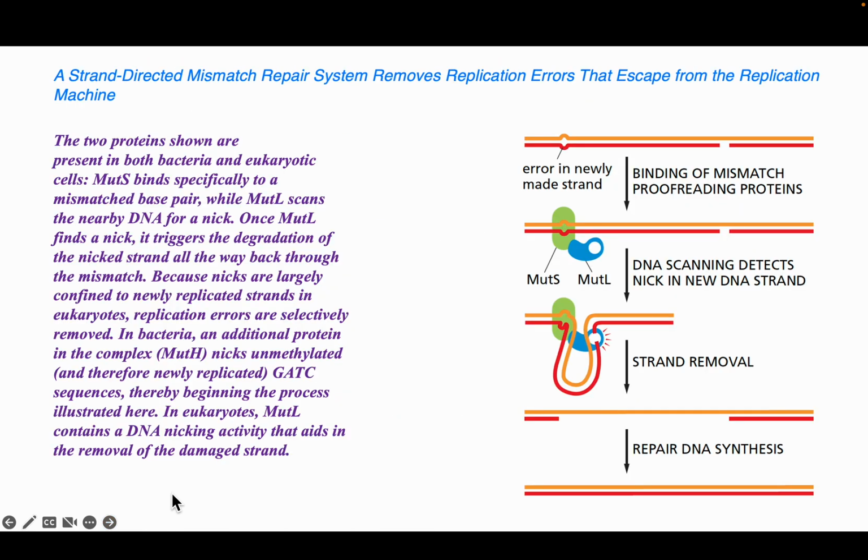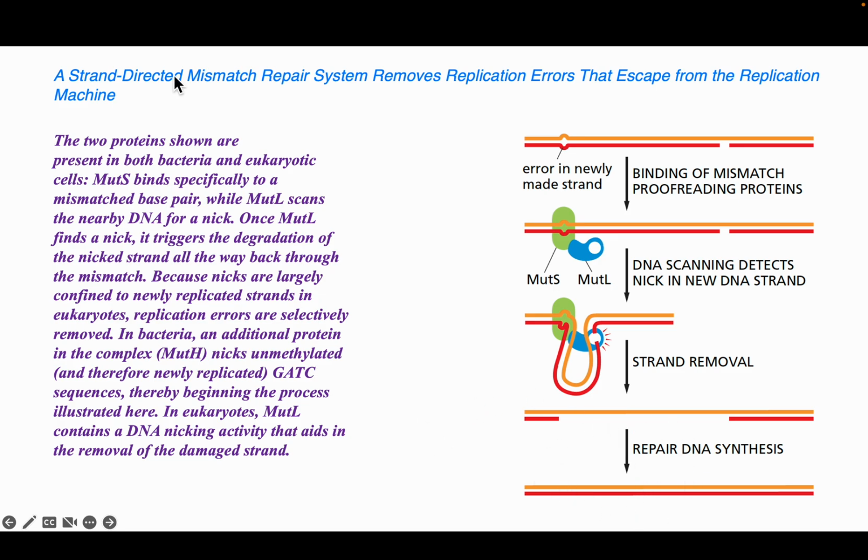Now what happens if some error happens during DNA replication? This is a strand-directed mismatch repair system that removes replication errors that escape from the replication machine. So if an error is there in the newly made strand, what happens? Two proteins bind with it, MutS and MutL, and they scan the DNA for any defect, and ultimately it cuts one strand and then removes that strand, and again the repair DNA synthesis happens.